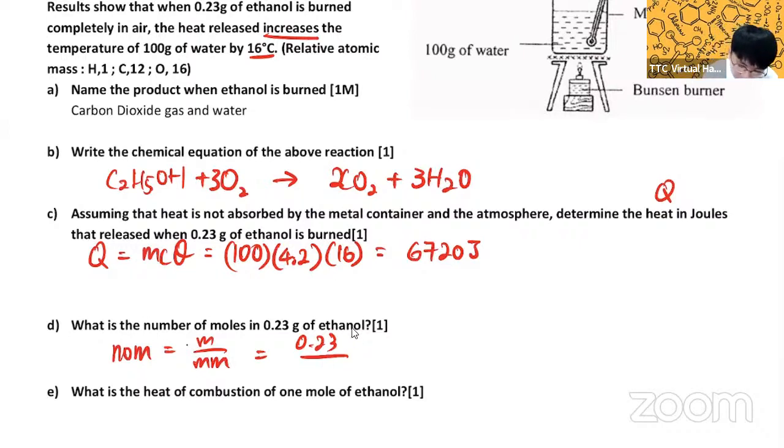So what's the molar mass of alcohol? Alcohol is C2H5OH. So total it up yourself. C2, so 12 times 2. H5, actually 6, because there's another H at the back. So total H is 6, so 1 times 6, plus 1 O. Then do your math. 24 plus 6, 30, plus 16, 46. So 0.23 over 46.